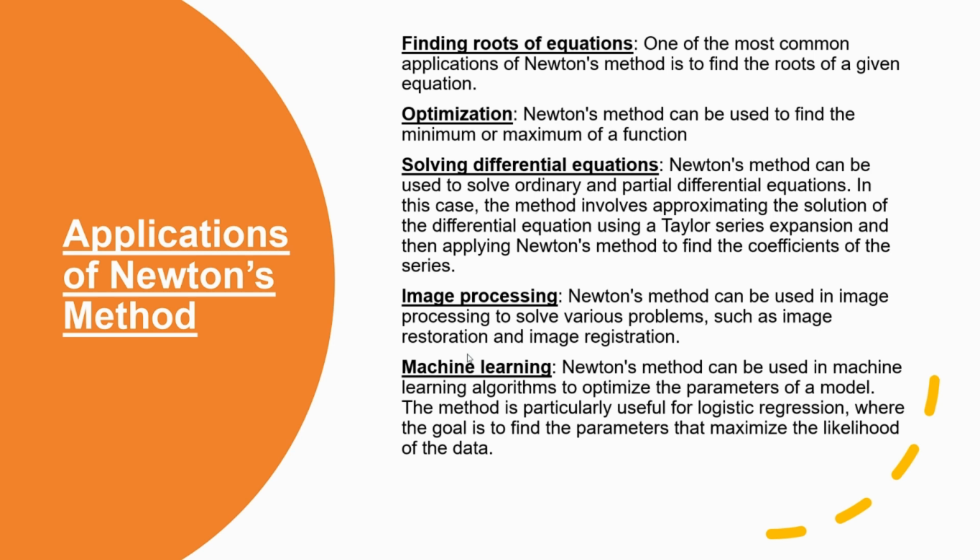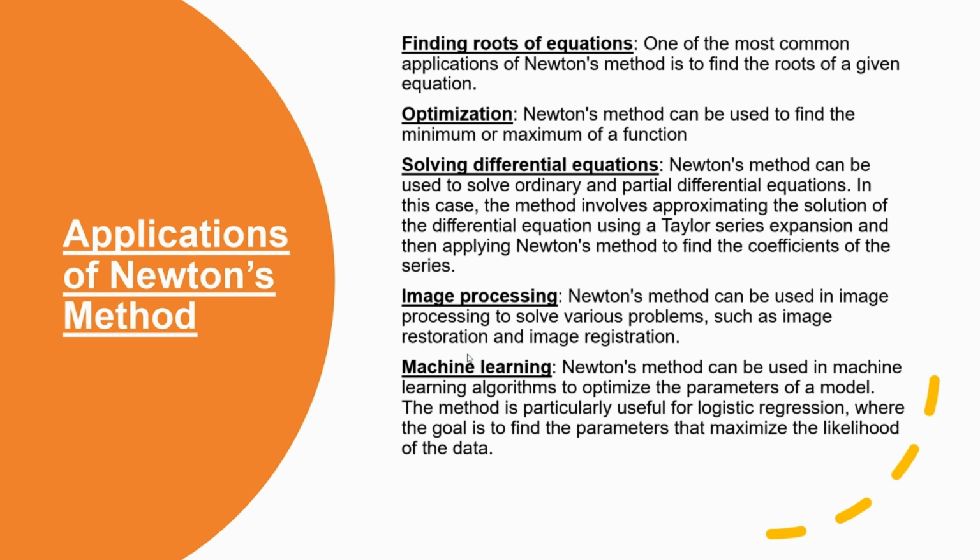Next, we'll see the applications of Newton's method. Some of the basic applications of Newton's method are that it is used for finding the roots of equations. It's also used for optimizing a given function or an equation. It's also used for solving many differential equations. Mainly, it is used in image processing and machine learning.